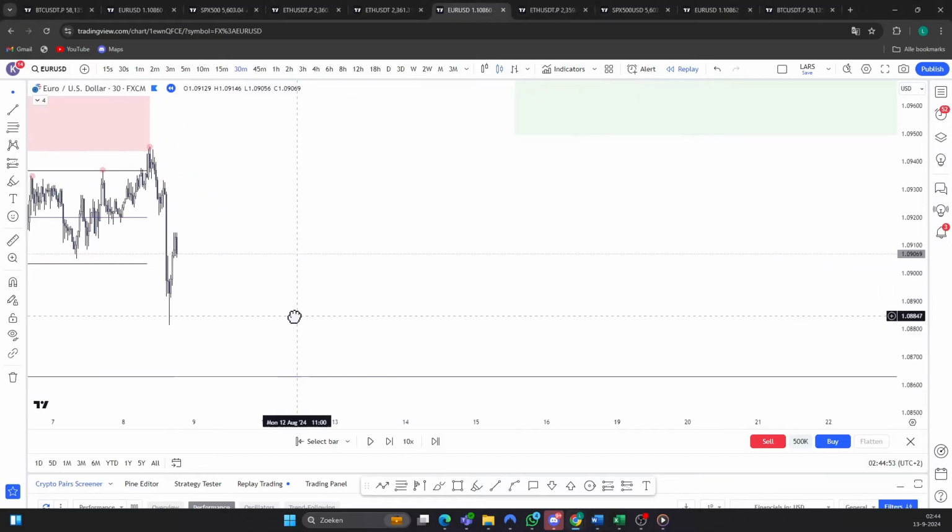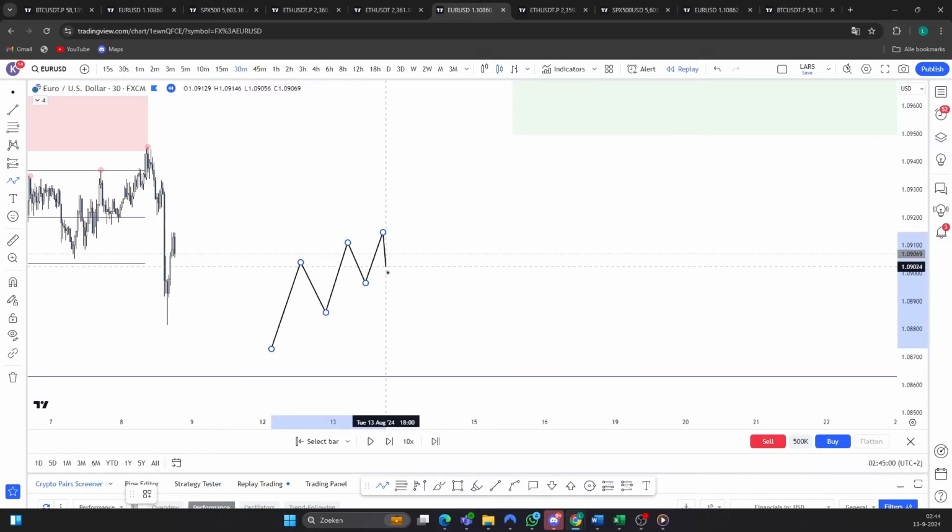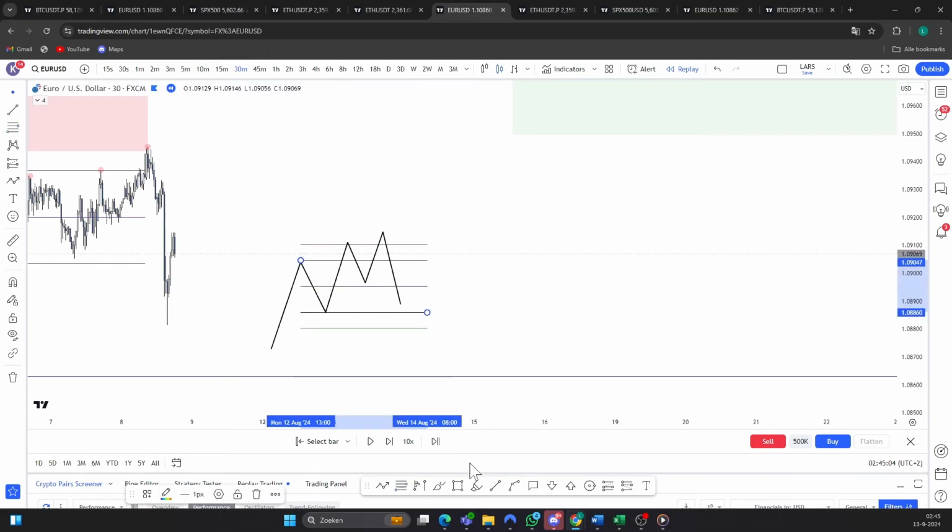So, what do I mean? Well, let's say we have a model 1 distribution, okay? Just like this. Model 1 distribution, where we have our range high, range low, deviation 1, deviation 2. There you go.